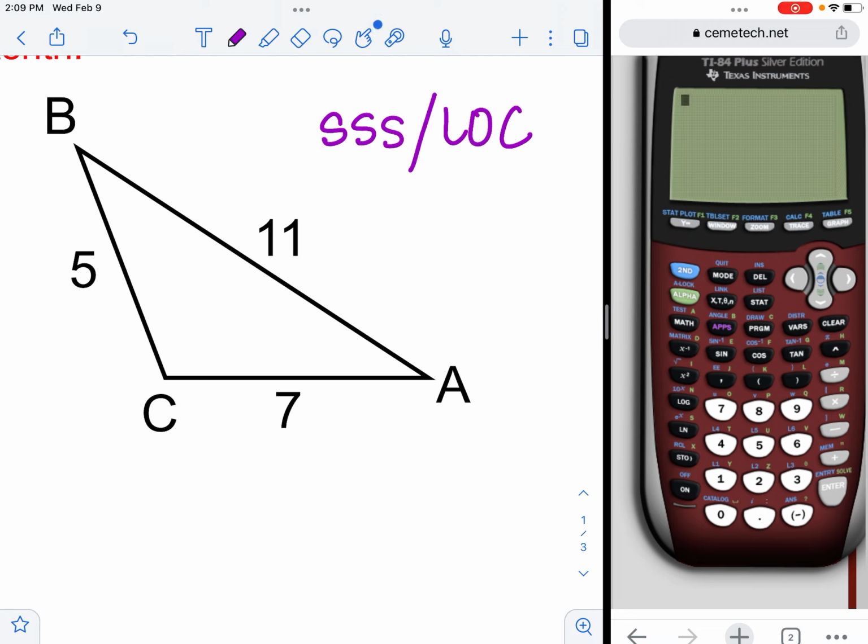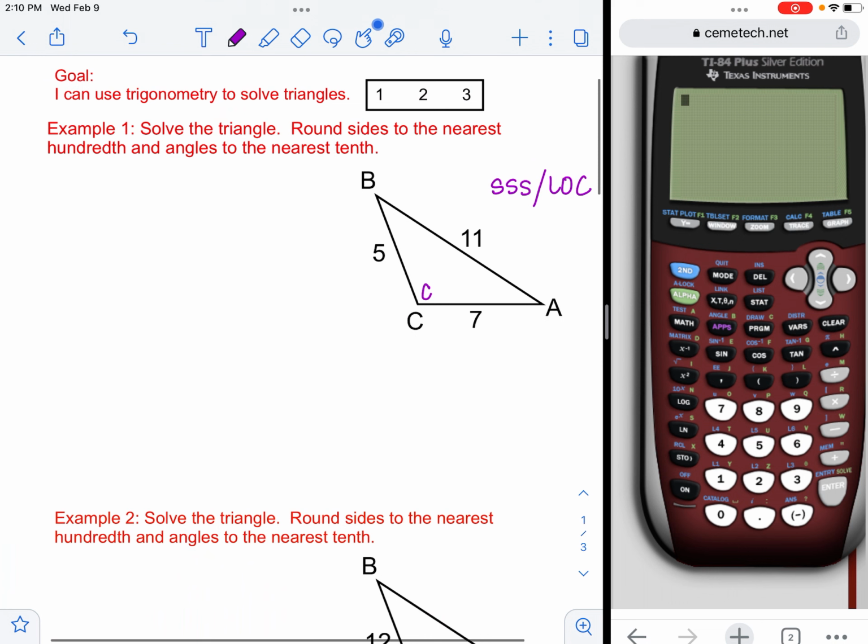We do have a rule when solving using the law of cosines with side, side, side, and that is you must start by finding the biggest angle first. This is a rule we use because of the order that we do things, so make sure you're following it. So I need to solve for the biggest angle first. The biggest side is 11. That means the biggest angle is C. So I'll be solving for angle C first.